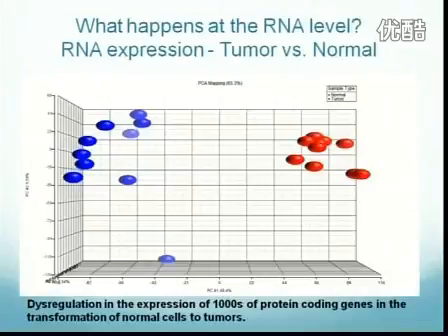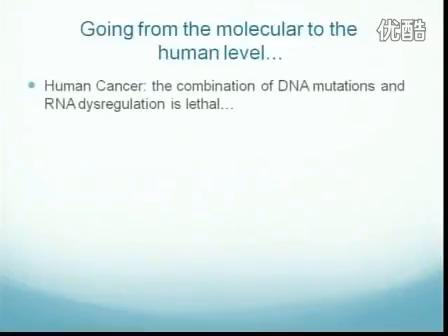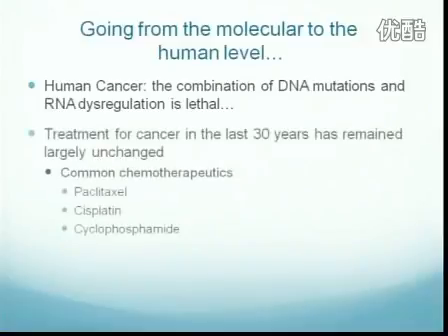So I think this is really important to think about: that these genomic alterations, in essence, cause a wide-scale change in the biology of tumor cells. And what these changes are and what their impact is obviously the focus of a vast amount of research, including ours in our laboratories. So when we take these molecular changes to the human level, obviously the combination of these DNA mutations and RNA dysregulation is lethal. Cancer kills people because of these deleterious mutations and dysregulation.